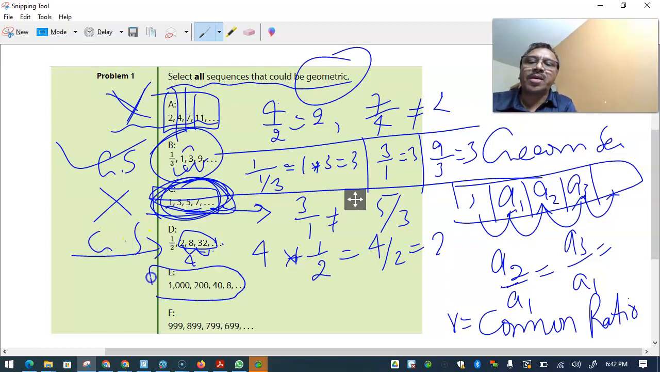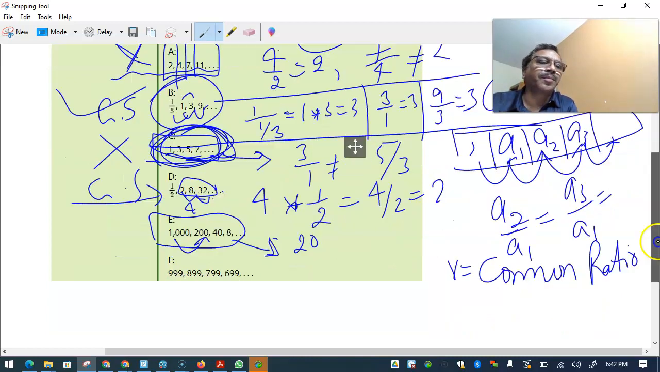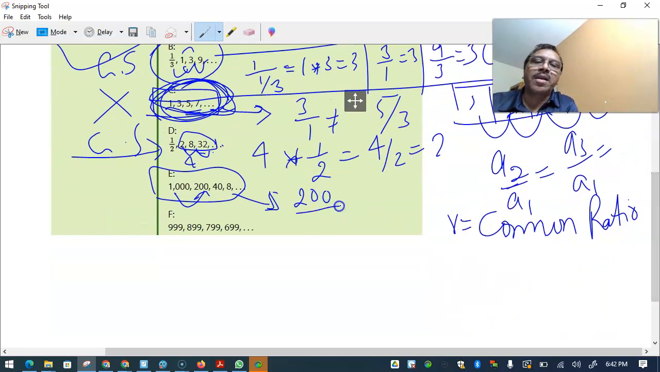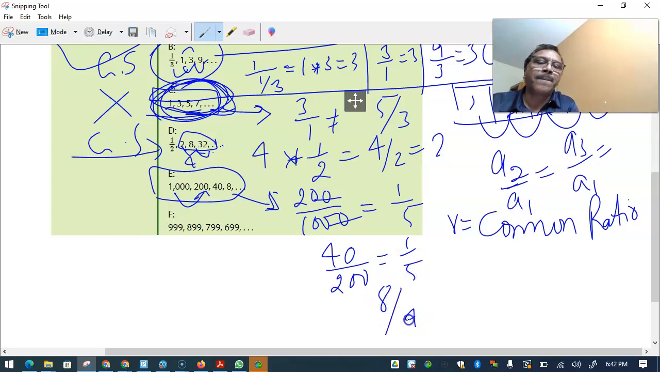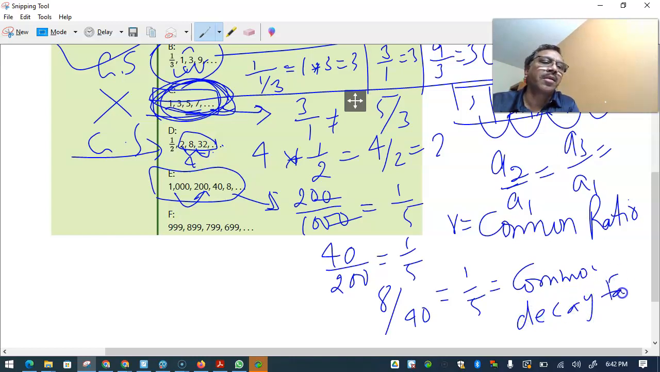The next one, if you take the ratio, what is there? It reduces, it slows down. How does it slow down? Let's take 200. The second term divided by 1000, you can see this crosses out and you get 1/5. The third term divided by 200 also gives you 1/5. And 8 divided by 40 also is 1/5. So that's the common ratio. Later on we are going to call it the decay factor because this is smaller than 1.